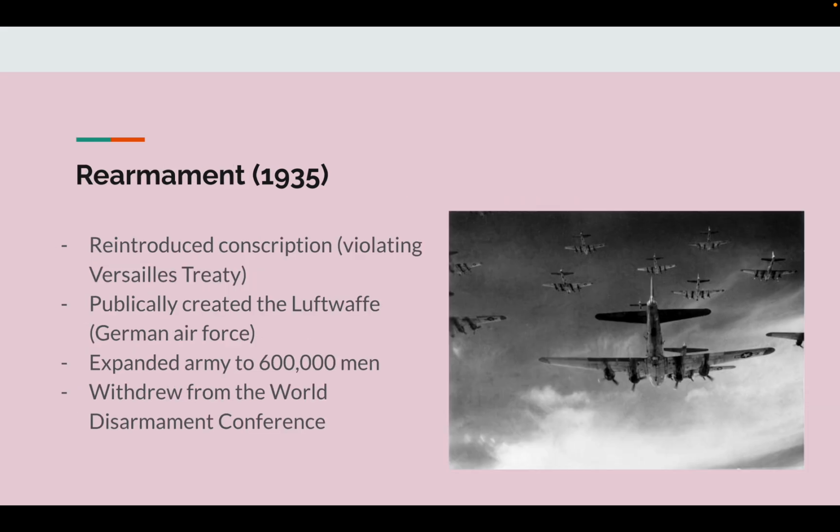Rearmament in 1935. Hitler reintroduced conscription, violating the Versailles Treaty. He publicly created the Luftwaffe, a German air force, expanded the army to 600,000 men, and withdrew from the World Disarmament Conference.